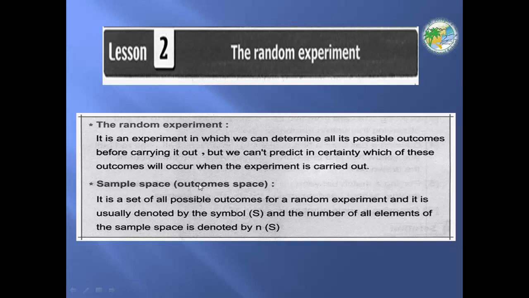Sample space. The outcome space is the set of all possible outcomes for a random experiment, and it's usually denoted by the symbol S. And the number of all elements of the sample space is denoted by n(S).